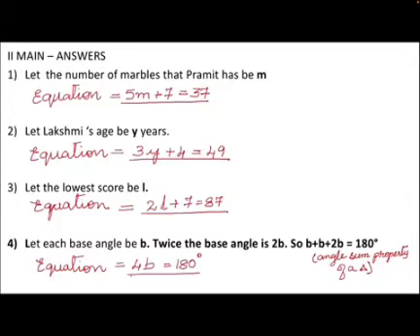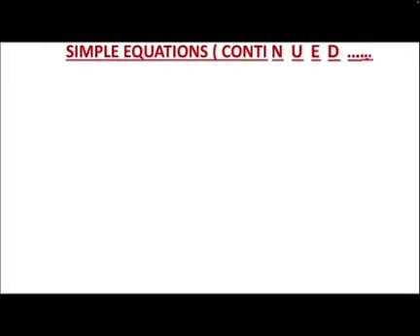Likewise, I have solved all the problems. I've framed all the equations, children. The next one is 2l plus 7 equals 87. The next one is 4b equals 180 degrees. Please check the equations that you have framed. Okay. Now, let's move on to the next method of solving equations.